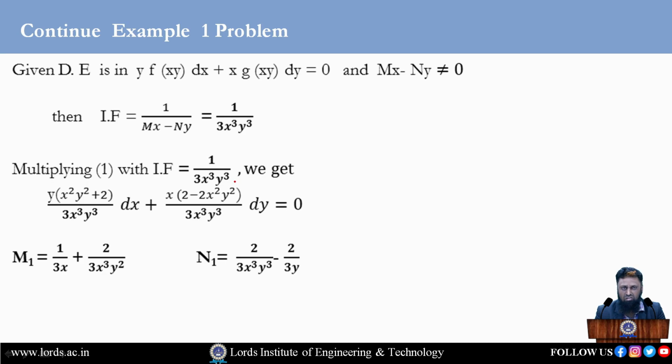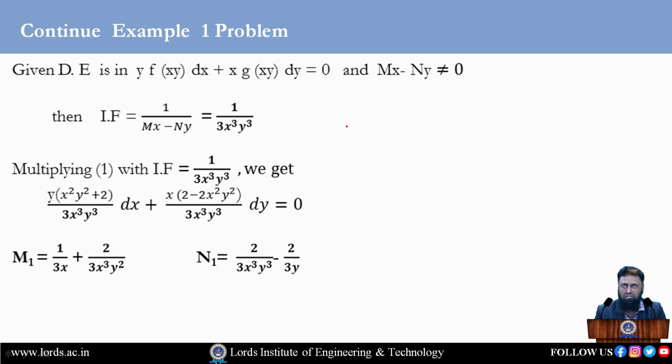What are the given values? You have to substitute, multiply with x, minus the given value N multiplied with y, and you get the value 1 by 3x cube y cube. Now multiplying equation number 1 with the integrating factor 1 by x cube y cube, we get the equation y into (x square y square plus 2) by 3x cube y cube dx plus x into (2 minus 2x square y square) by 3x cube y cube dy equal to 0. Now you take the partial differentiation with respect to y.